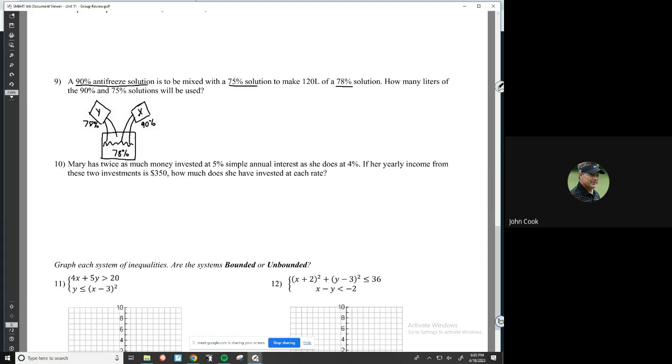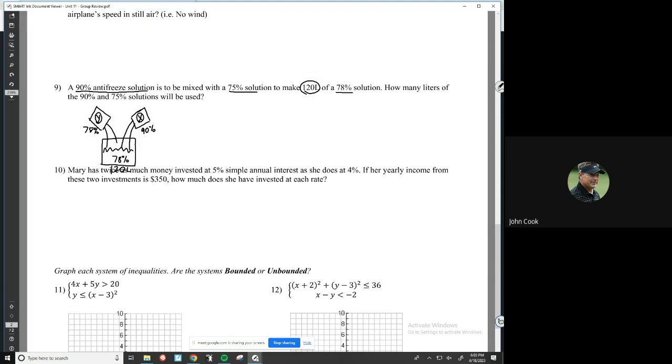So they tell us the total amount that's going to be in there. There's going to be 120 liters in there. So that's the total amount of liters that you get from Y and the total amount that you get from X. If I add those together, that's one equation. The total amount I pour in from X and from Y is going to give me 120 liters.